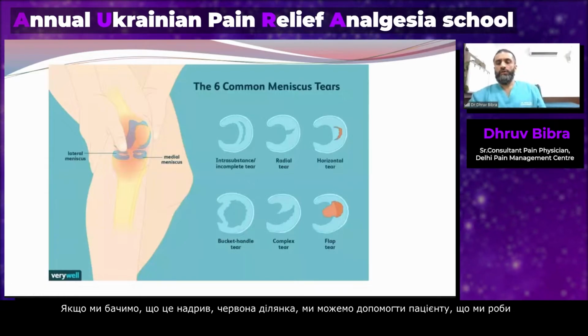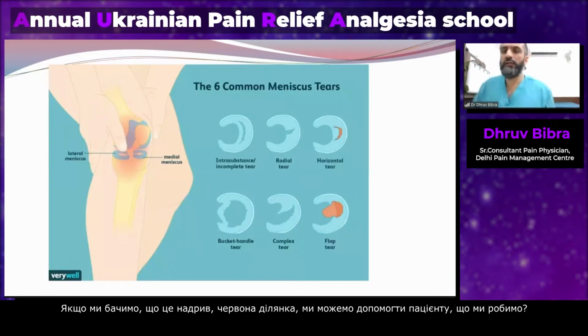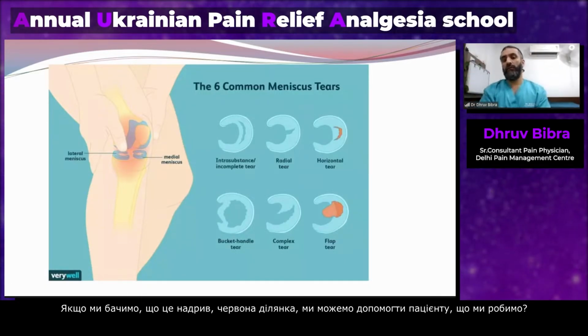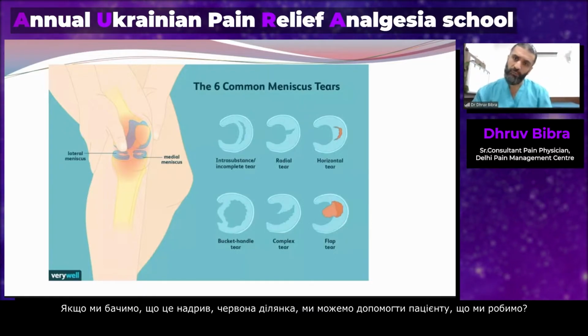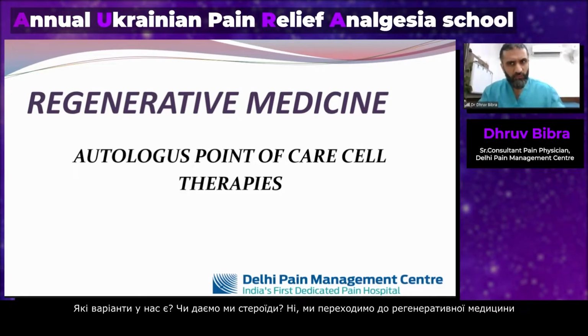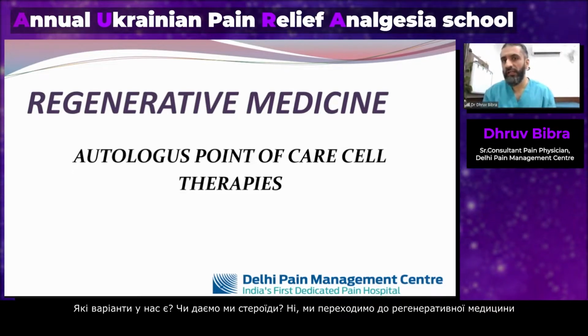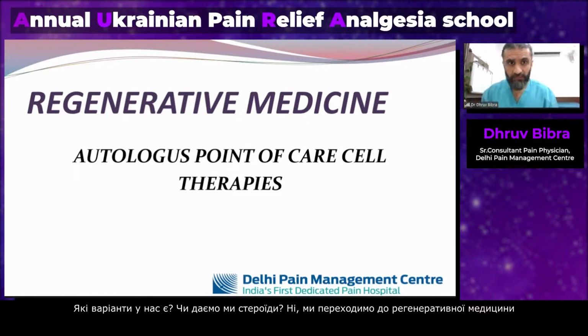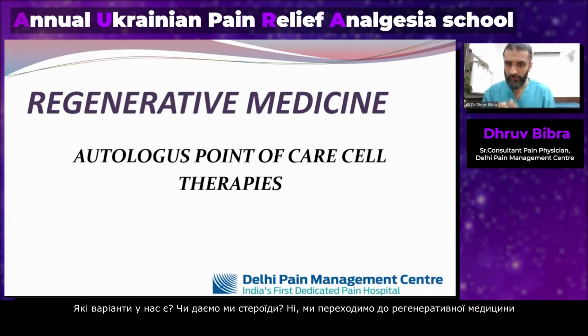Fine. So once we know that there is a partial tear, and the red zone is involved, and we can definitely help the patient, what do we do? What options do we have? Do we give steroids? No, we have moved on, my friends. We have moved on and we are now moving towards regenerative medicine. So let us talk a bit about it.